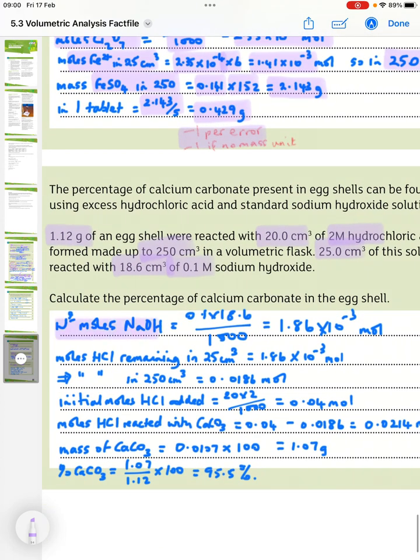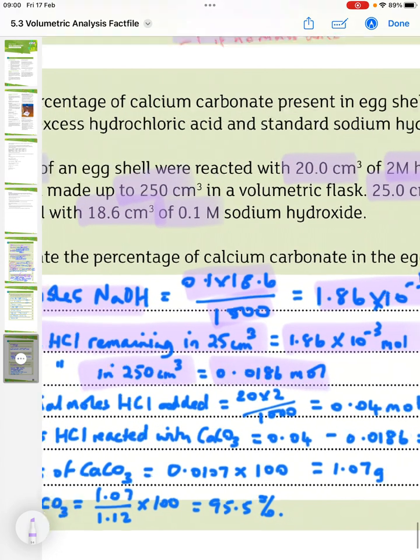So start with what you know, which is the sodium hydroxide. So 0.1 times 18.6 divided by 1,000 gives us the number of moles, which is 1.86 by 10 to the minus 3. Now, sodium hydroxide and hydrochloric acid react in a 1-to-1 ratio, so the number of moles of HCl remaining in that 25 cubic centimetres at the beginning was 1.86 by 10 to the minus 3 moles. And then the number of moles of hydrochloric acid in 250 cubic centimetres, we're just multiplying that by 10, so it's 0.0186 moles.